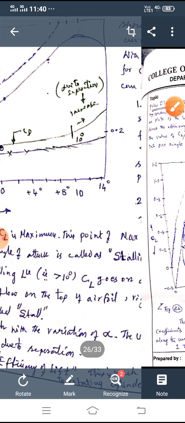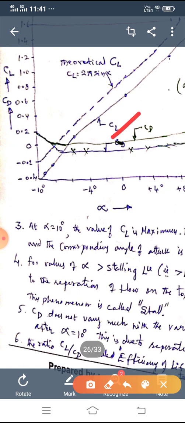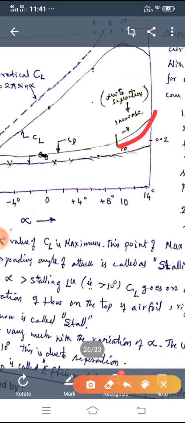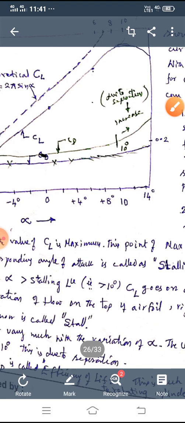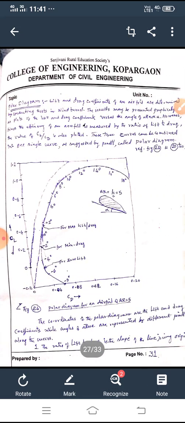Now, there is not much variation of CD with respect to alpha, as you can see from both these two graphs, upper one, lower one. There is not much variation as far as the value of alpha is concerned. Only after 10 degrees, because of separation of the flow, there will be an increase in the CD value, which we can observe. Further, the efficiency is given by CL by CD. The ratio of coefficient of lift to coefficient of drag is called efficiency.